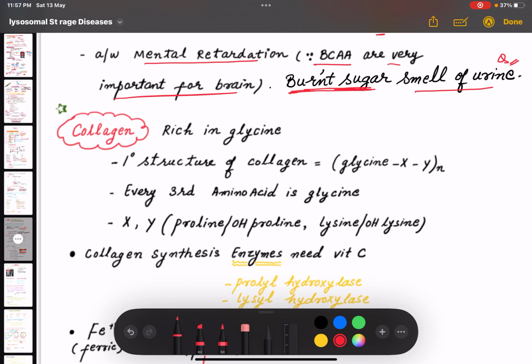Let's see another topic, that is collagen. This collagen is rich in the amino acid glycine, very important. What is the primary structure of collagen? You will see the collagen will have glycine, then another amino acid, then another amino acid. It means every third amino acid is glycine. And in this Gly-X-Y, X can be proline or hydroxyproline, and Y can be lysine or hydroxylysine.